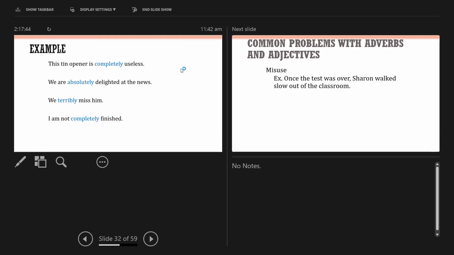This tin opener is completely useless. So what does that mean? What is a tin opener? Sorry? Tin opener. Oh, what? Is that an abrelata? Tin opener. Yeah, I also know it as a can opener, but it's actually tin opener, right? So it means it's broken and can no longer be used. It's absolutely useless.